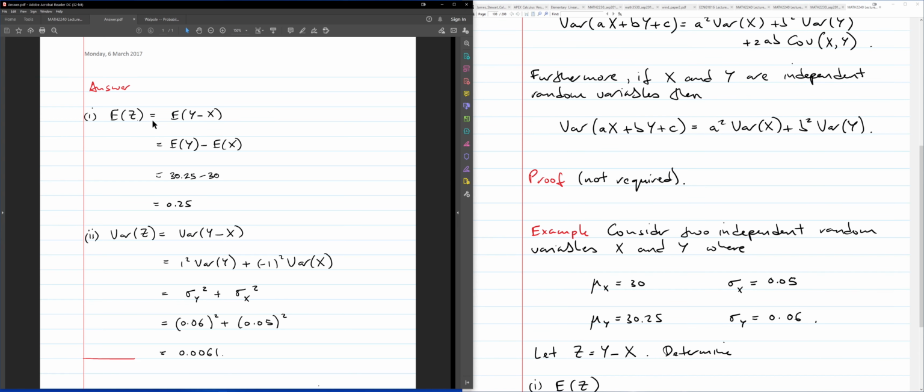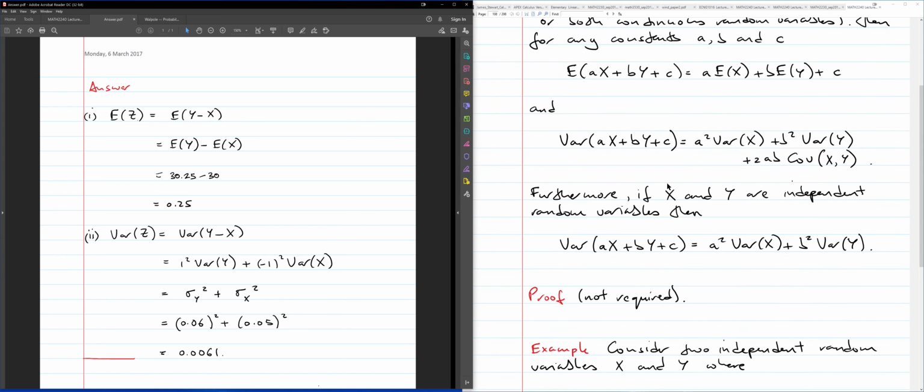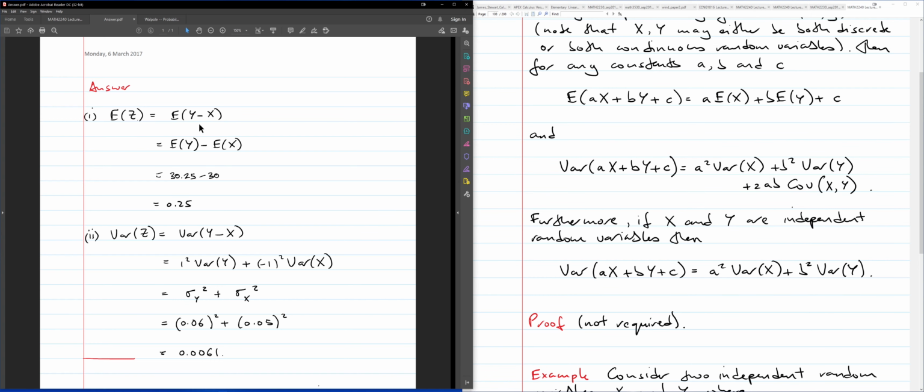So let's work out first of all the expected value of z. The expected value of z is equal to y minus x, so we're working out the expected value of y minus x. Now you use this result for expected values: you have a linearity property. You take expected values of the individual variables and pull constants out. So here I can take the expected value of y, take the expected value of the minus x, and pull the minus sign outside.